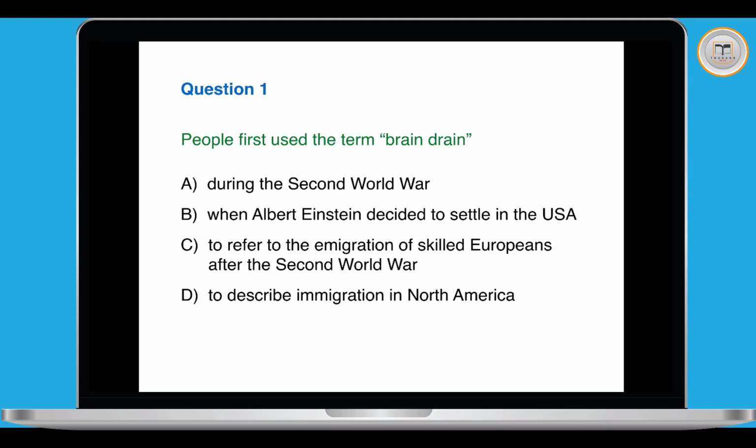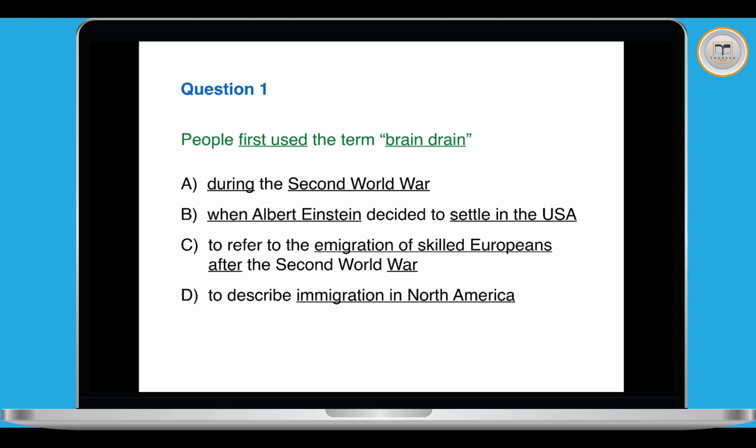And as we read through this question, we're going to underline keywords both in the question part at the top that I've put in green and also keywords in all 4 choices. Here we go. People first used the term brain drain. First used brain drain. Then A, during the Second World War. B, when Albert Einstein decided to settle in the USA. C, to refer to the emigration of skilled Europeans after the Second World War. And D, to describe immigration in North America.